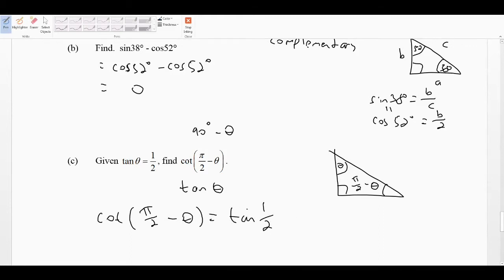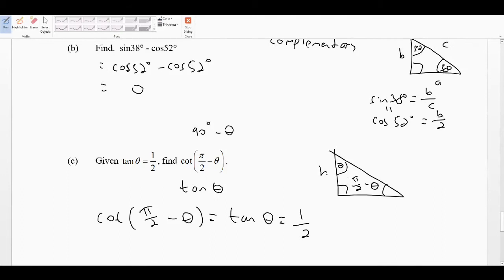So that means that the cotangent of pi halves minus theta is equal to the tangent of theta, which is equal to 1/2. The cofunctions of complements have the same value.